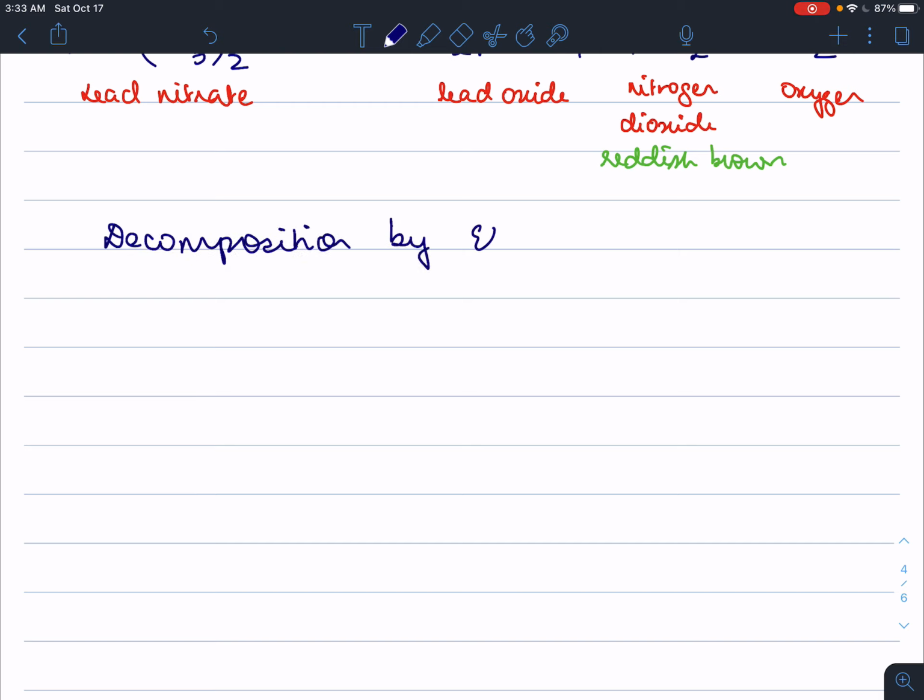Decomposition by electrolysis. A classic example for this is breaking of water. Water can break with electricity to give you hydrogen plus oxygen. Now how do you do this? All you need to do is connect the battery and 2 electrodes to water, and then a mechanism to collect the gases that are produced at each electrode.